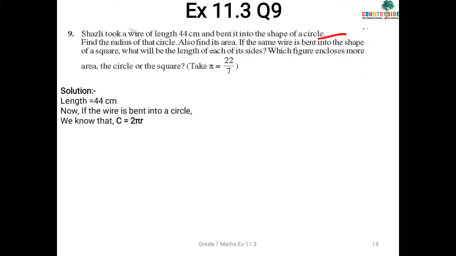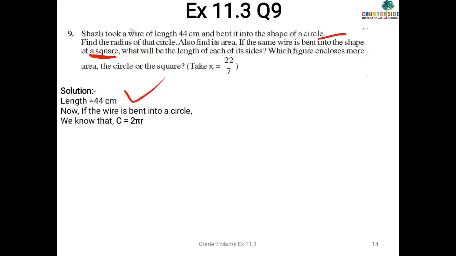Then moving forward, if the same wire is bent into the shape of a square, underline this word square, what will be the length of each side? Then which figure encloses more area, the circle or the square? This one is quite interesting and it is also very logical and easy to understand. First of all, the solution.